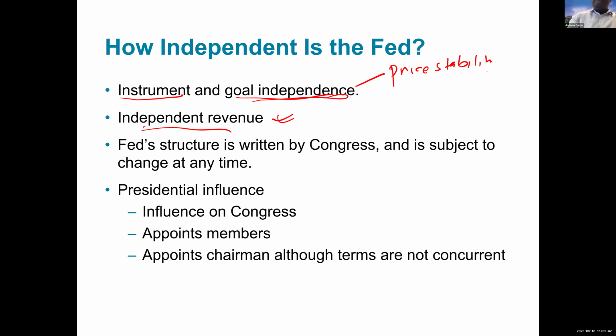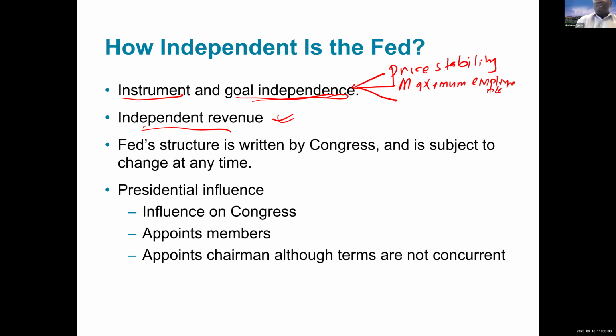The Fed wants to set the goal on inflation. How much inflation should we have in the economy? How much price stability should we have in the economy? The Fed is going to set the goal of maximum employment. They want to make sure that Americans are not faced with high unemployment problems: maximum employment.